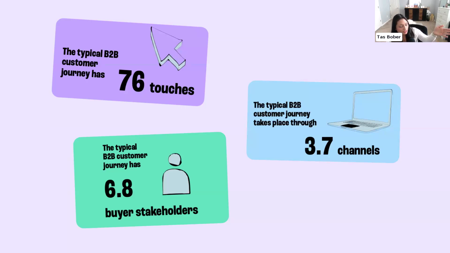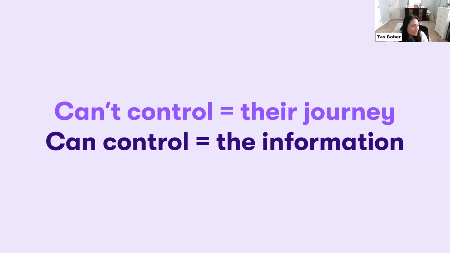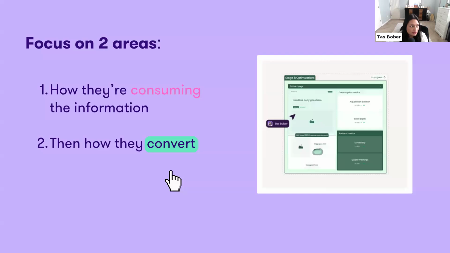Okay, typical B2B customer journey, 6.5 or more, 7 buyer stakeholders. Typical B2B customer journey takes place through 3.5 channels. This is hockey stack data from a couple years ago, which is for low ACV product, it takes 31 touch points to become an MQL. 31. Okay. So stop doing conversion rate optimization. You can't control their journey, but you can control the information that you provide. Those are the things that are going to actually move the needle in the right direction.